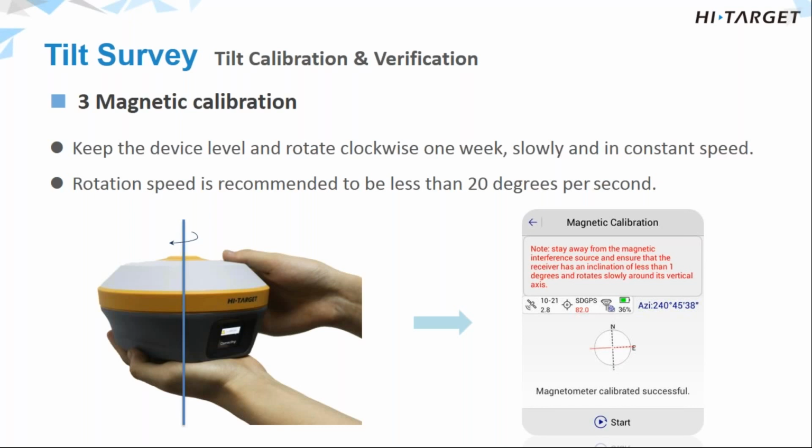So this is all about the calibration. It can be divided into three parts. The first one is the orientation sensor calibration, and the second one is the electronic bubble calibration. The third one is the magnetic calibration.